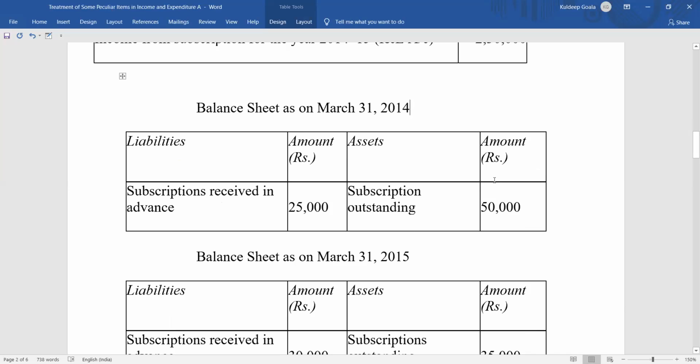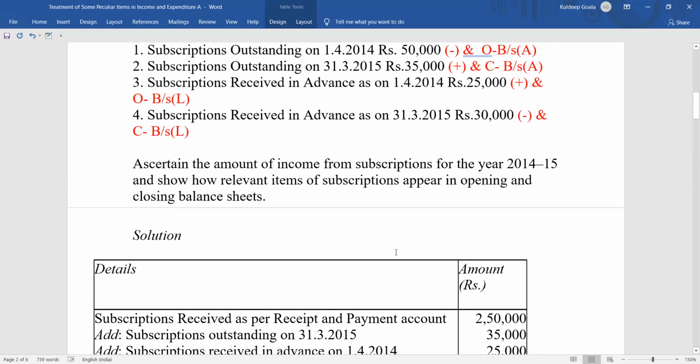So let's see what is there. Subscription received in advance will be in the liability side, 25,000, and subscription outstanding of 50,000 will be in the asset side. This is how it is placed in the opening balance sheet. This is nothing but the opening balance sheet. Okay, now let's see what will be coming in the closing balance sheet.